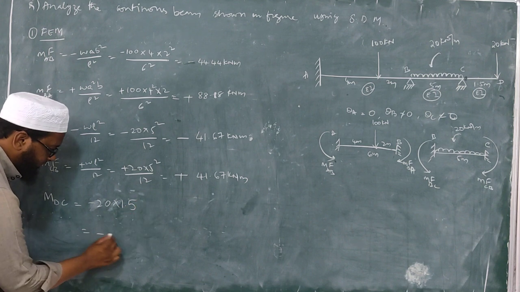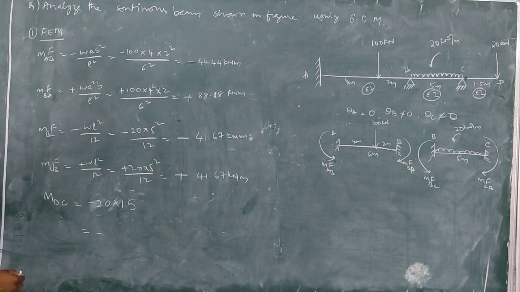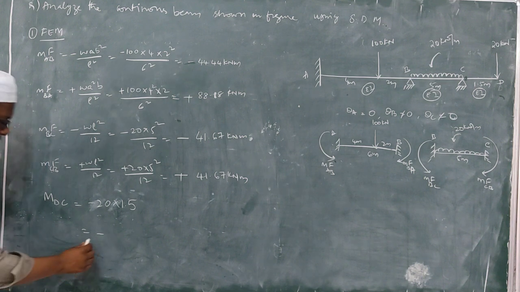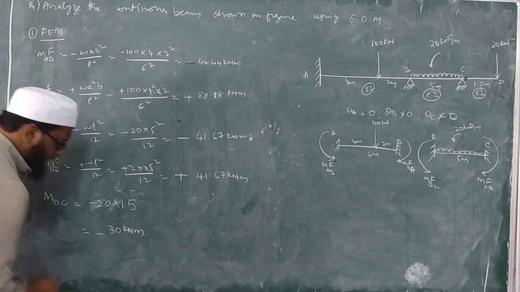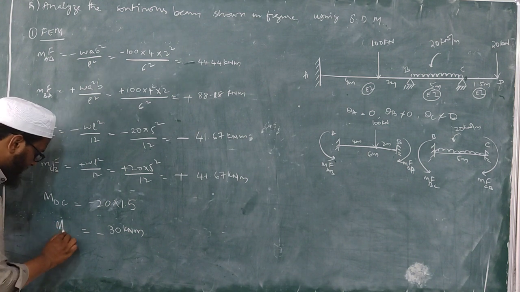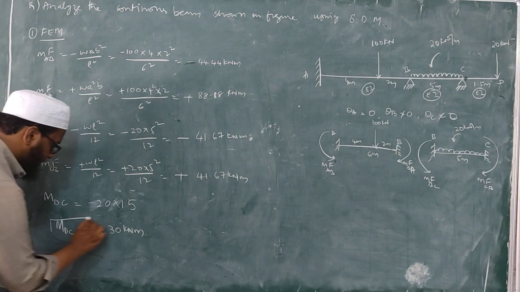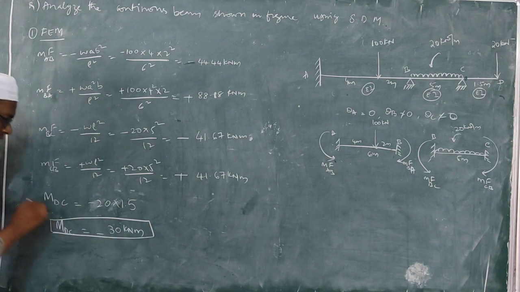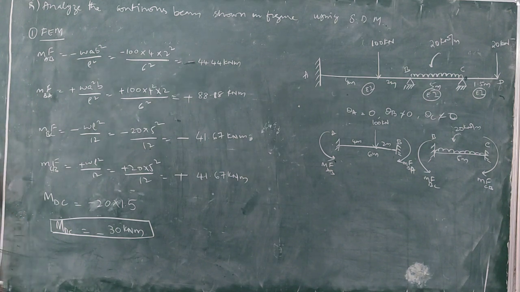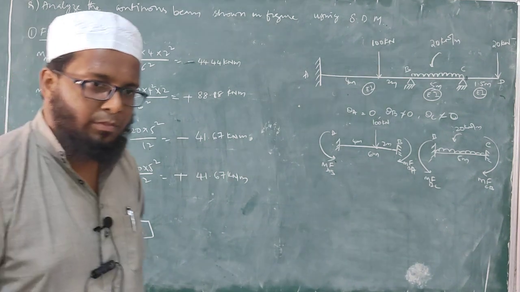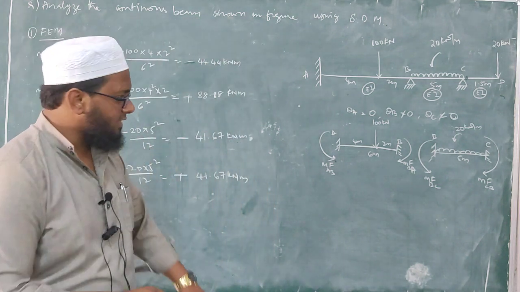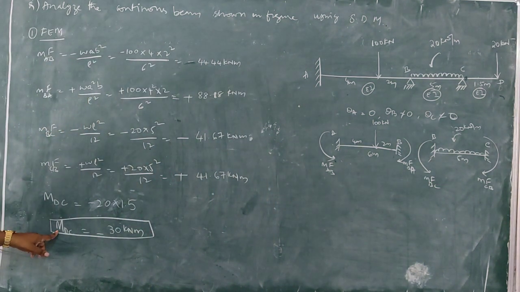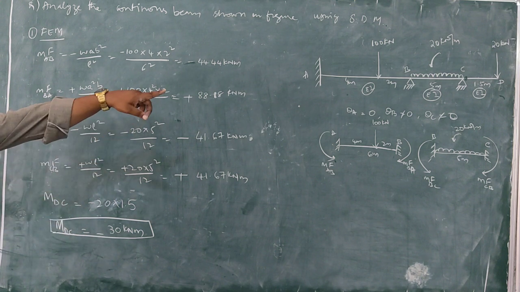How much? 30? Minus 30 kilonewton meter. This is MDC. So whenever you come across a cantilever, you will get the direct support moment. Okay, that is capital MDC. Capital MDC is how much?